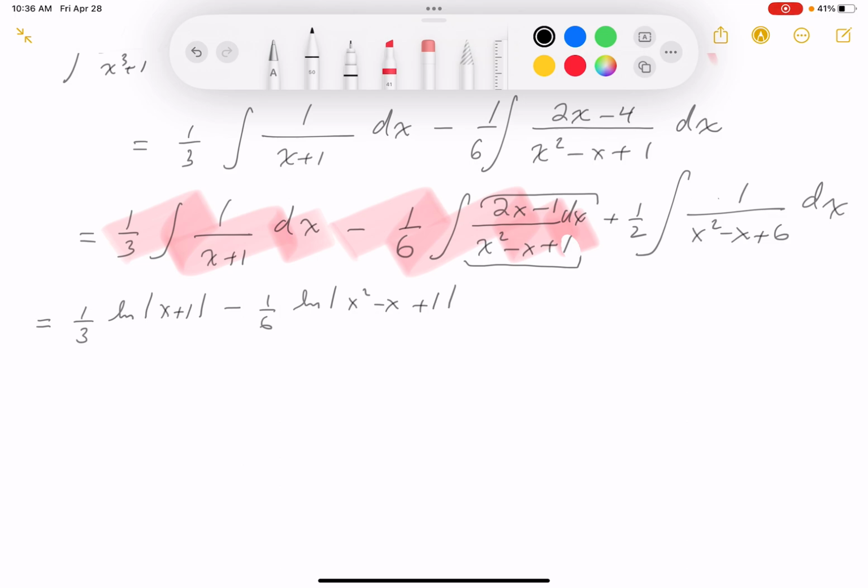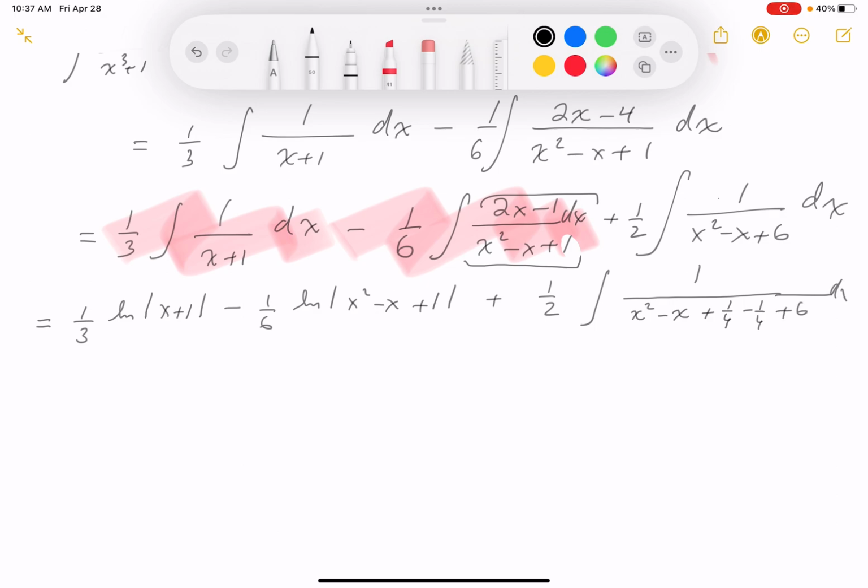I'm looking at this last guy. Kind of peculiar, isn't it? So 1/2. And what I'm going to do is, I've got to complete the square, don't I? Let me write this over here. You're going to get x squared minus x. Half of minus 1 is minus 1/2, so that's going to be 1/4. Minus 1/4, and then plus 6.